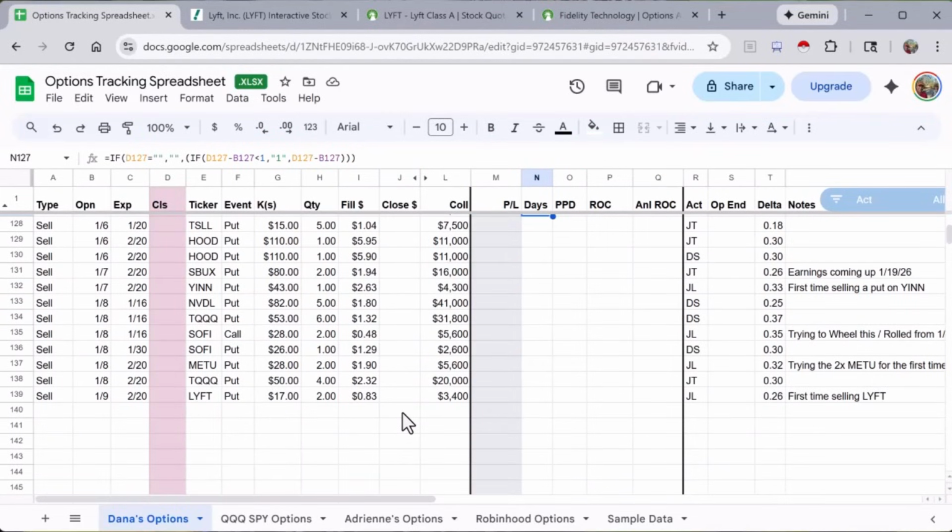We sold 2 cash puts on Lyft. And if the price of Lyft goes up between now and the next couple of weeks, I'll close this trade early and lock in a profit of maybe $100.